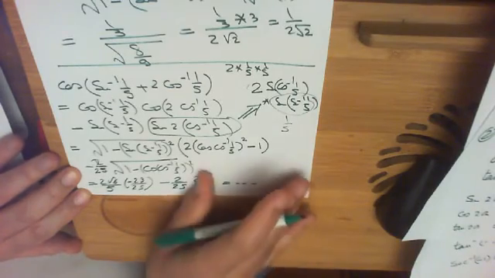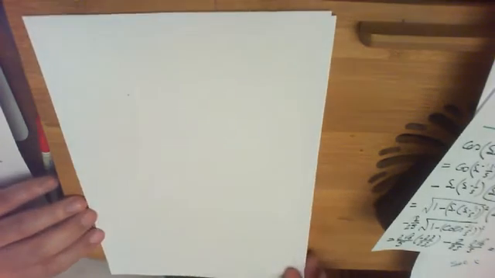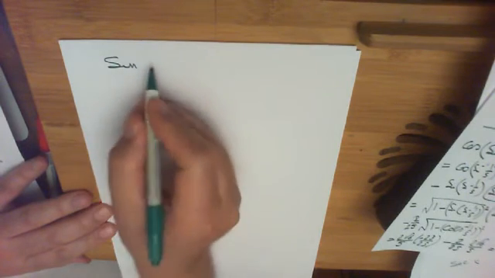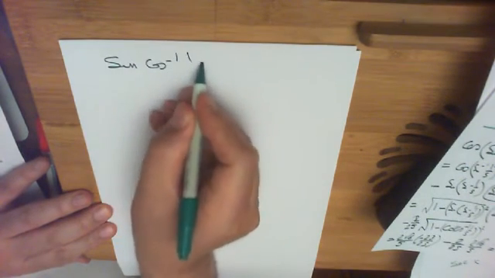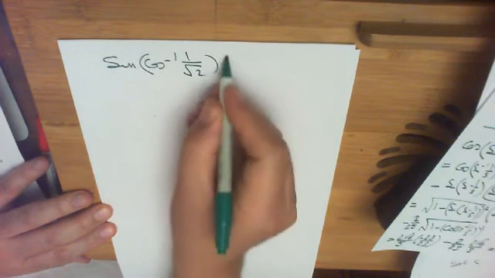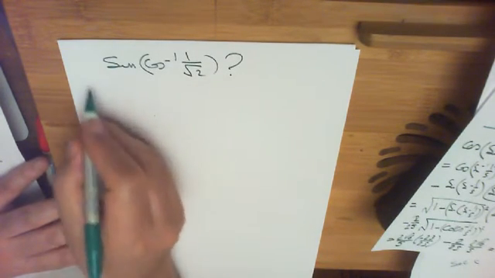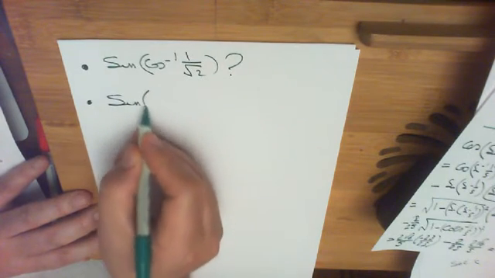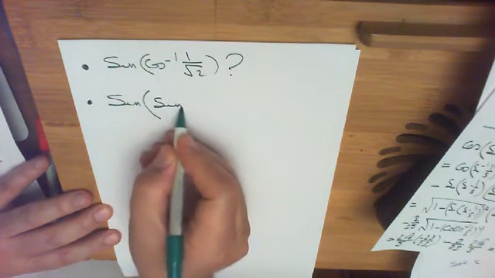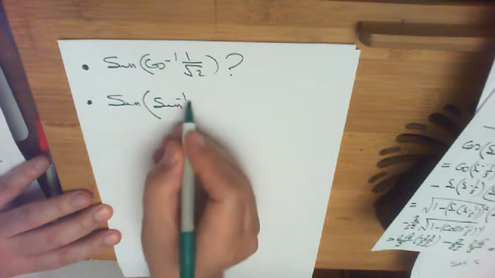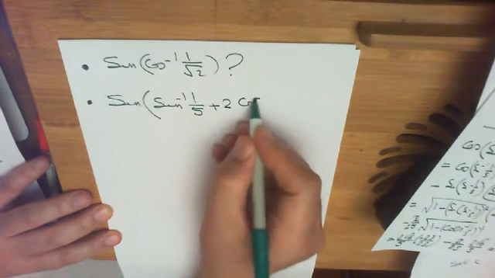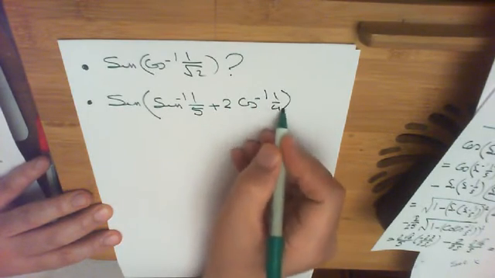Okay, complete. I will leave two problems as an exercise for you. Evaluate sine of cosine minus 1 of 1 over root 2, and this is the first one. Second one, what is sine of sine minus 1 of 1/5 plus 2 cosine minus 1 of 1/4.